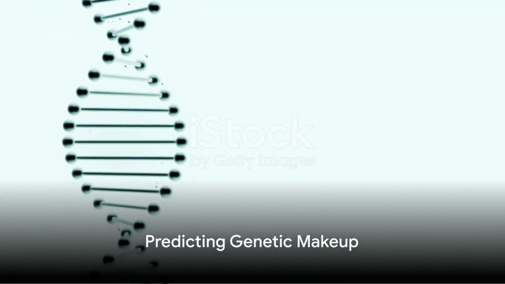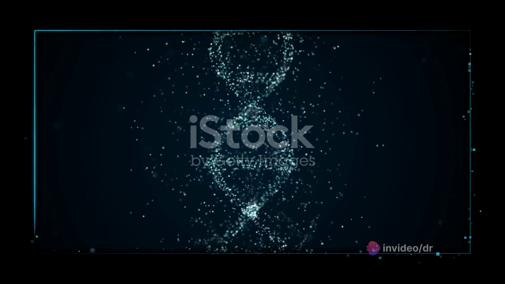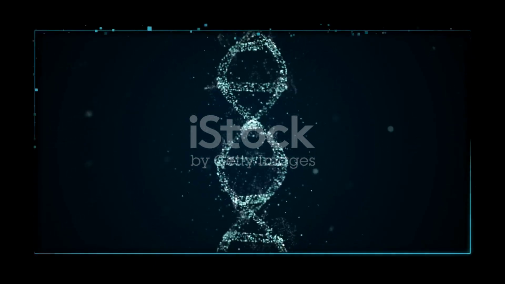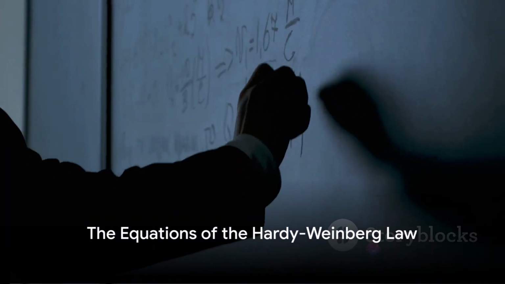Imagine a large population of butterflies. Some have blue wings, others have red. The Hardy-Weinberg law allows us to predict the proportion of blue-winged and red-winged butterflies in the next generation, given certain conditions. But how? The law revolves around two primary equations.